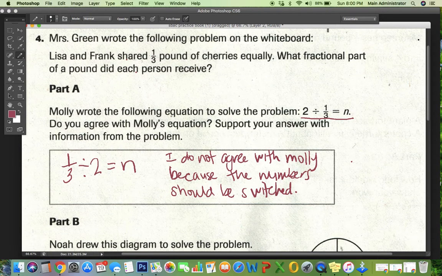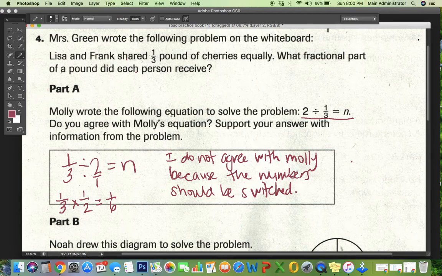Remember, when you divide a fraction, you have to go numerator over denominator and then numerator over denominator. So I'm going to put this over 1, and then I keep the first number. I change the divide to multiply, and I flip this number, find the reciprocal. And that would equal 1/6. And that would make sense that they each get 1/6.